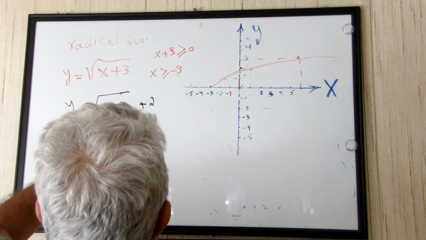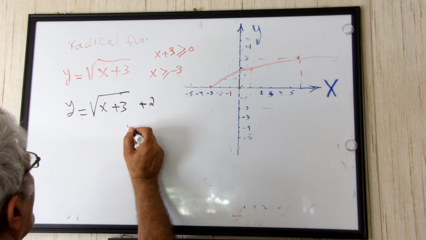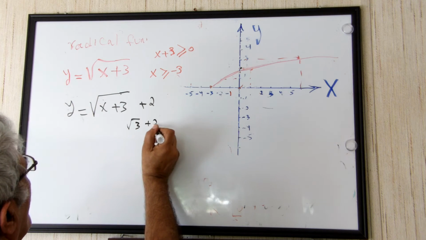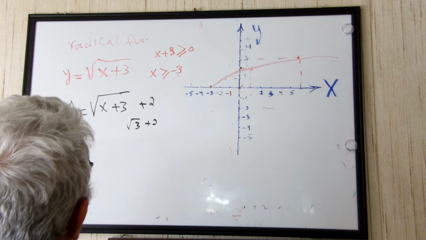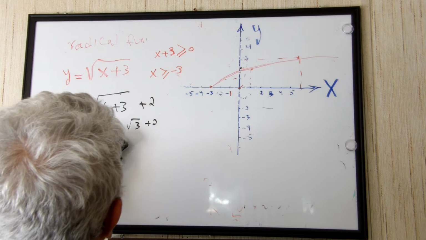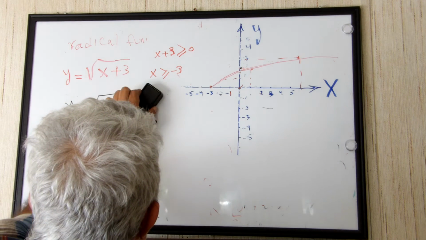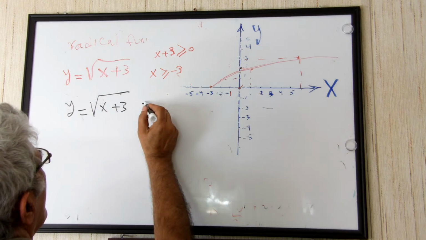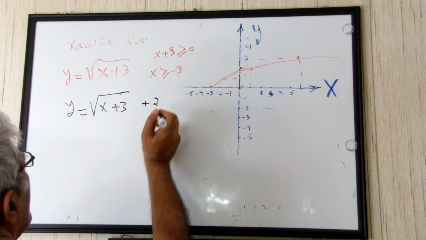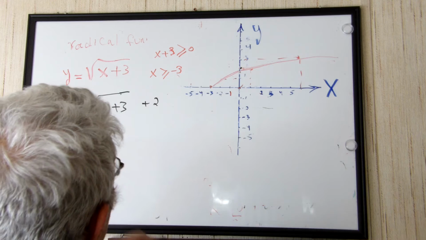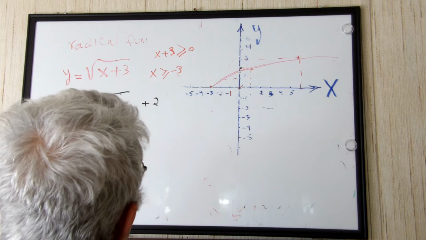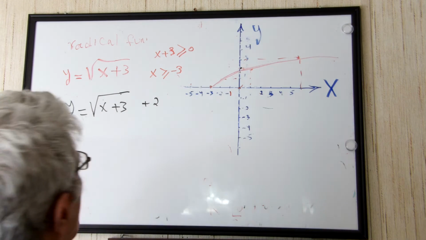If x is 0, then we have, I want you to know that whenever you find the y-intercept, you've got to set x to 0, and if you want the x-intercept, you've got to set y to 0. Let's draw this one.